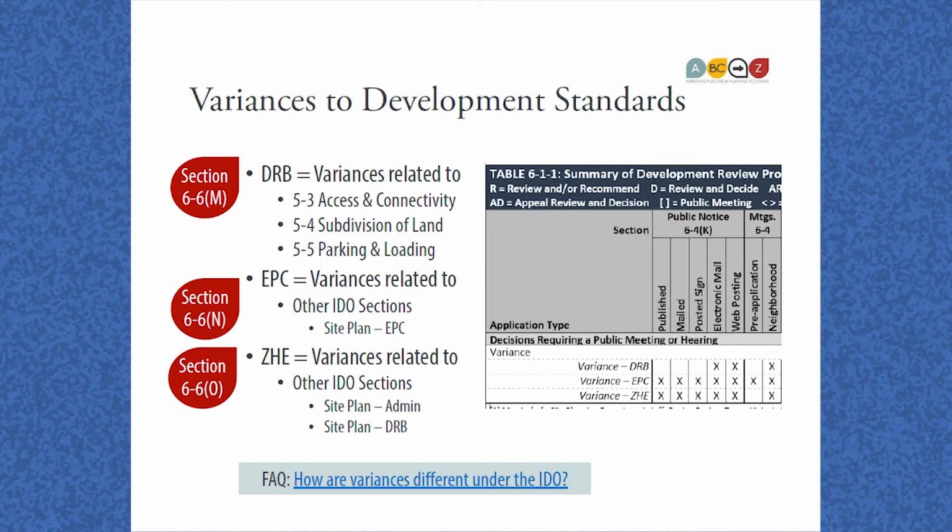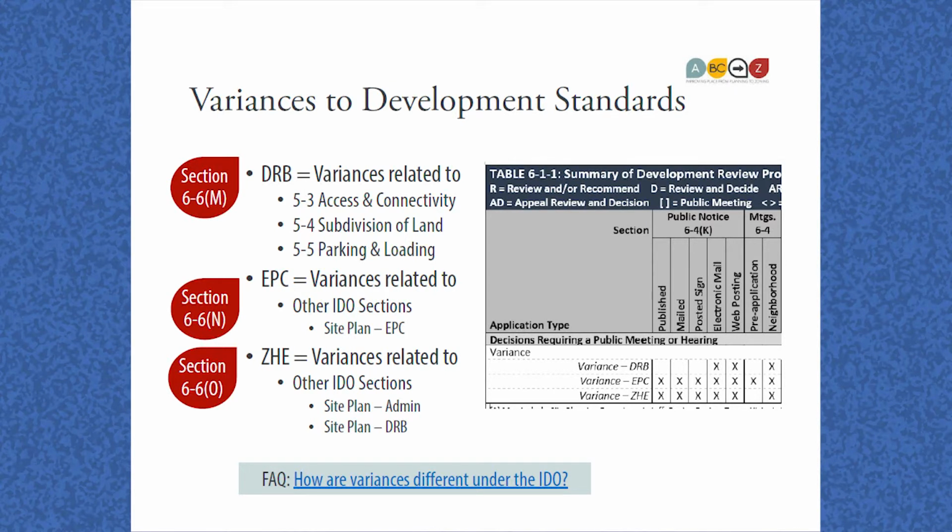So I already mentioned that the Development Review Board sees variances for things related to the street grid, so access and connectivity, subdivision of land, and parking and loading. The Environmental Planning Commission can now give variances for anything that isn't those 3 sections that are under the purview of the Development Review Board.